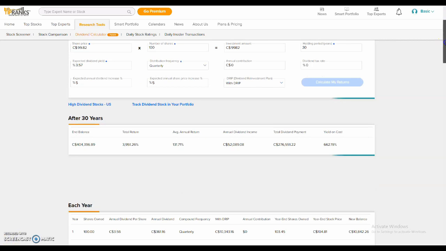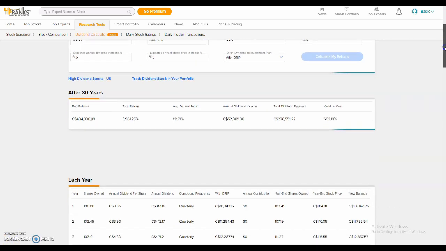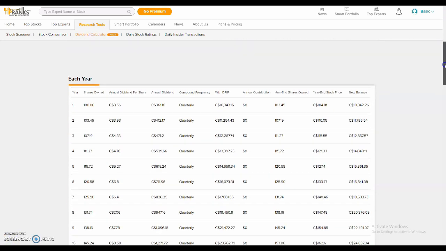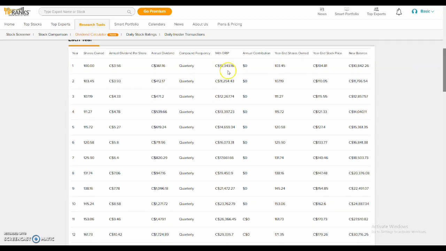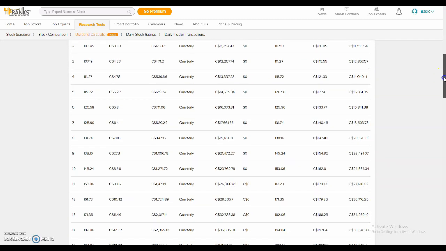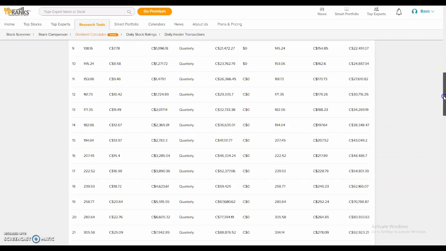Now, I understand it's very hard to conceptualize how $10,000 turns into $400,000 over 30 years, but you can plug in the numbers yourself. You can use any dividend calculator, and you'll see they are accurate. You can follow year by year. You can see your dividend income increasing. You start off with $10,000, and then after the 10th year, you're already at $23,000. So the snowball keeps going down the hill and collecting more and more income for you.